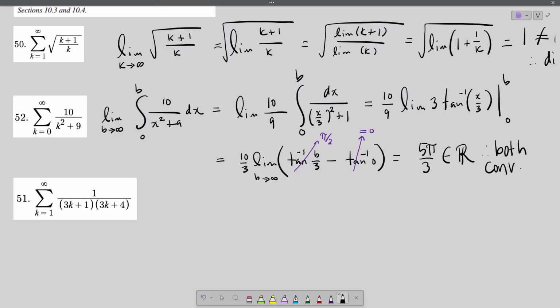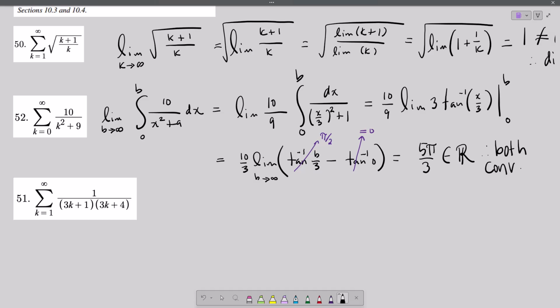which should fit our expectation, because adding 9 in the denominator is insignificant. Multiplying by 10 in the numerator is insignificant. So this should act like 1 over x squared. 1 over x squared is a p-series that converges. It's also an improper integral that converges.